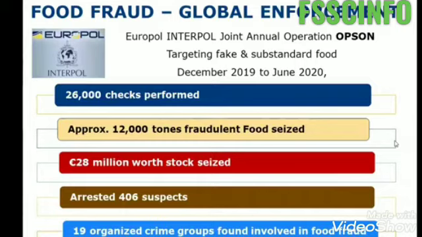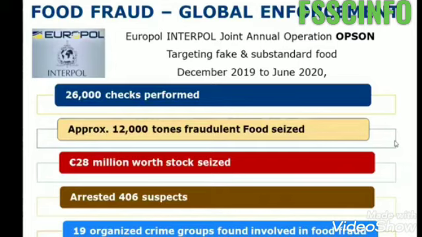So 83 countries' police, and Europol means the European authorities, European intelligence agencies, and European enforcement bodies. They collaborated together and launched an operation called Operation Opson. They started conducting this kind of operation in 2013, but this year they especially launched it considering the COVID situation.